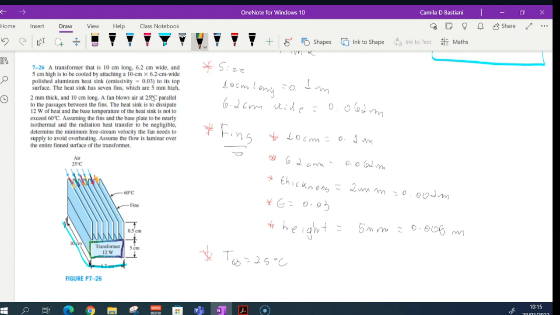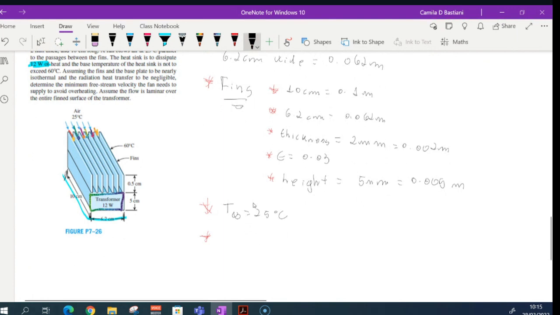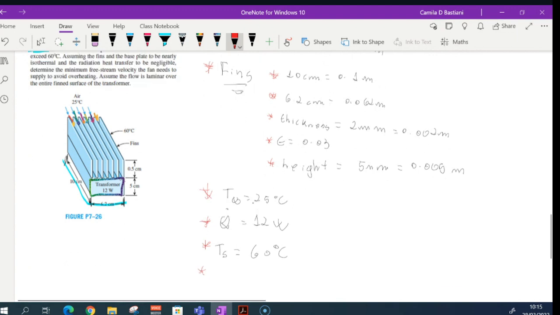The heat sink is to dissipate 12 watts of heat. So I know my heat rate. I know that I want to dissipate a heat rate of 12 watts, and that the base of the heat sink, so my temperature here, is not to exceed 60 degrees Celsius. My surface temperature can't be higher than 60 degrees Celsius. Assuming the fins and the base plate to be nearly isothermal, I'm going to have some assumptions here.